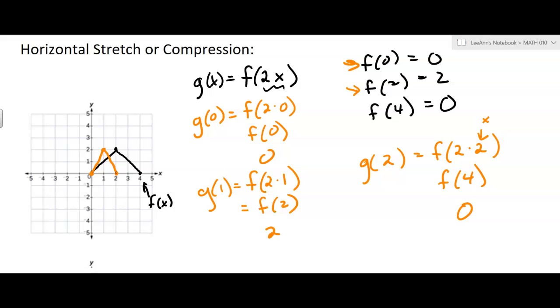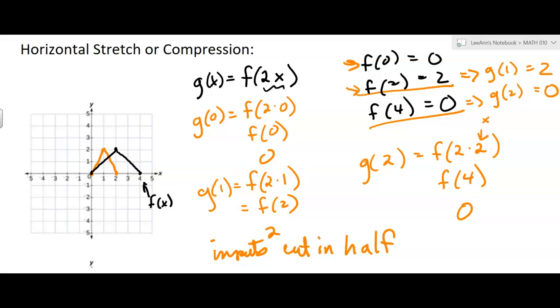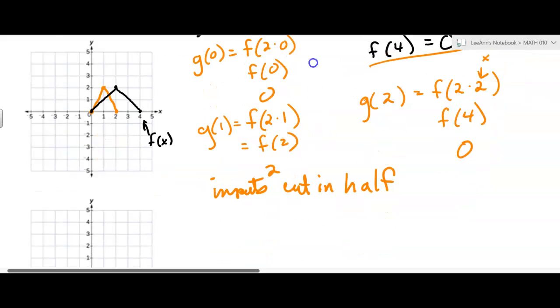So all my inputs were cut in half with the same outputs. What used to be (2, 2) is now (1, 2). And what used to be (4, 0), I'll write this over here. So that point that was at (2, 2) for the g function becomes g of 1 equals 2. And the point (4, 0) becomes g of 2 equaling 0. So you're squishing, it's like an accordion. You're squishing them together. So you get a compression.